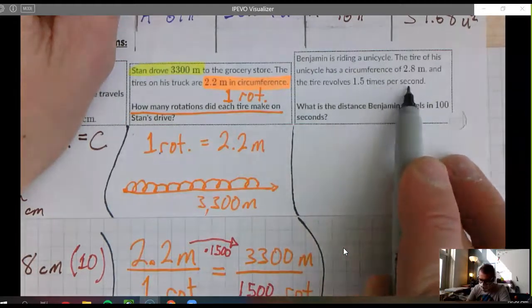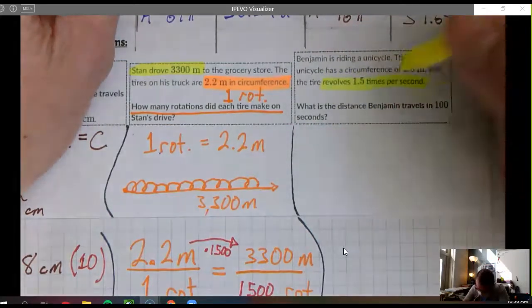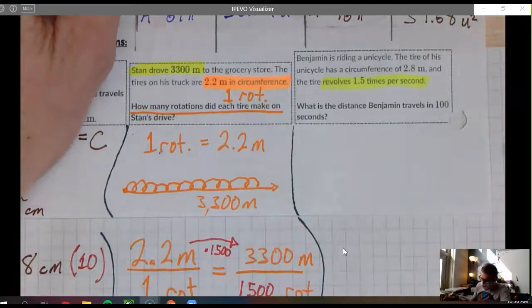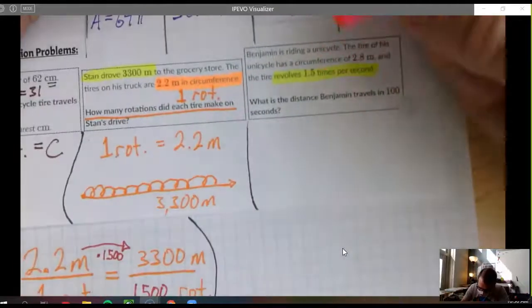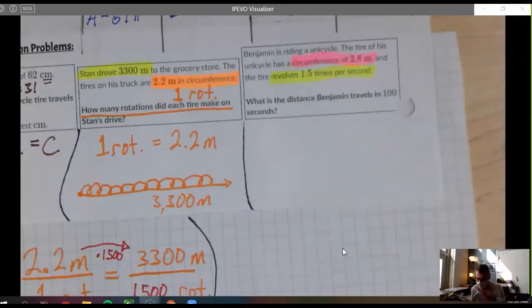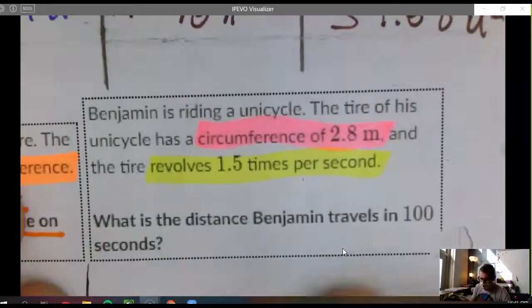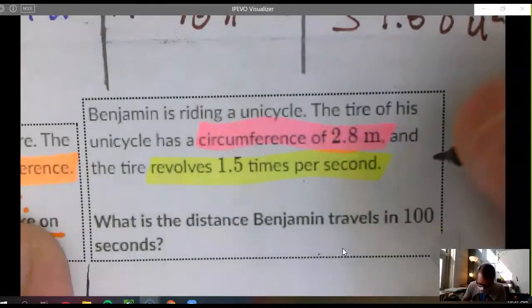1.5 times per second. That seems pretty important. So every rotation of his unicycle wheel takes him 2.8 meters. Right? Every rotation takes him 2.8 meters. And it revolves 1.5 times every second. So we do our 2.8, they're telling us, is the one rotation.